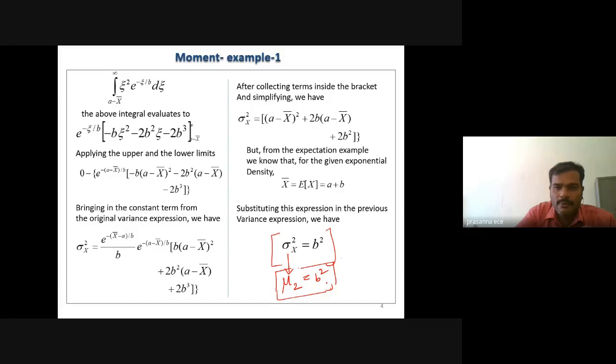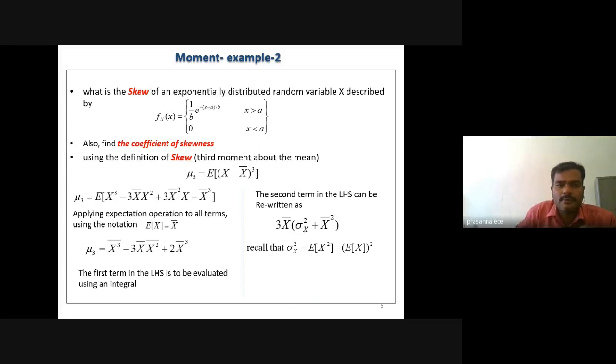Now we go to the second example, where we are asked to find the skew of an exponentially distributed random variable x, described by the exponential distribution, 1 by b into e power minus of (x minus a) by b for x greater than a and 0 for x less than a. We are also asked to find the coefficient of skewness. We know that there are two terms, one is skew and the other is coefficient of skewness.